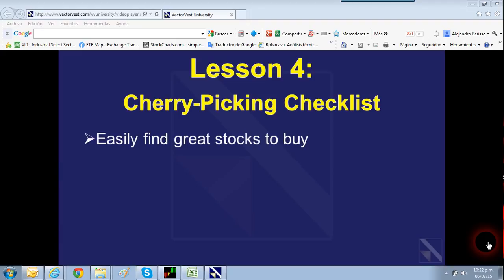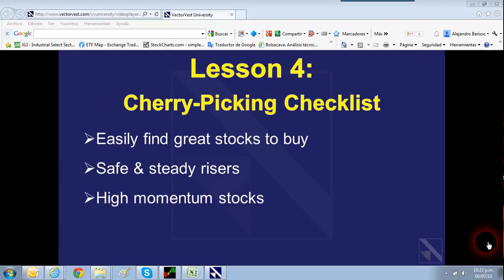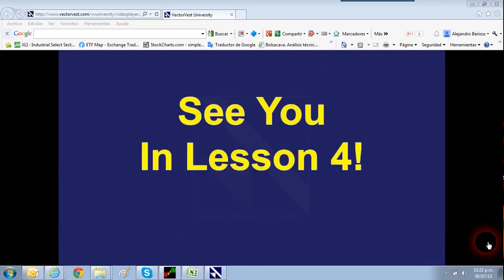We're going to focus on 2 types of stocks. First off are going to be those stocks that are safe and steady risers. The second type are those high momentum stocks. By the time you're done with lesson 4, you'll know exactly what to look for. I can't wait to see you back here in lesson 4.